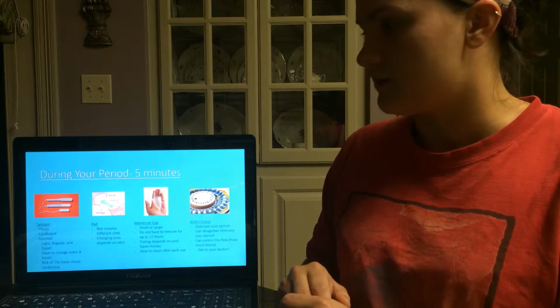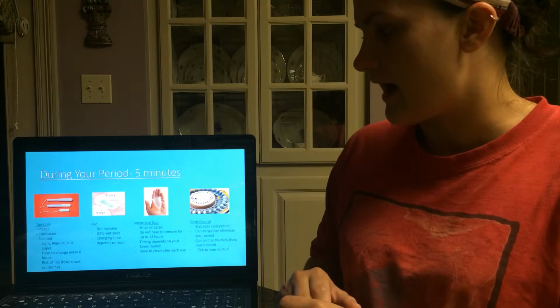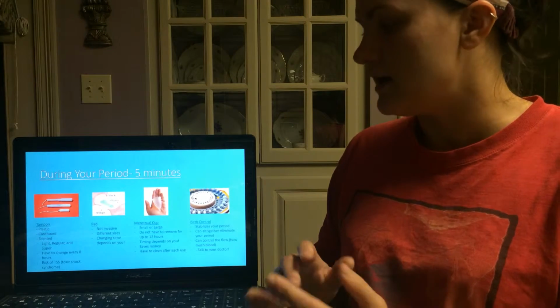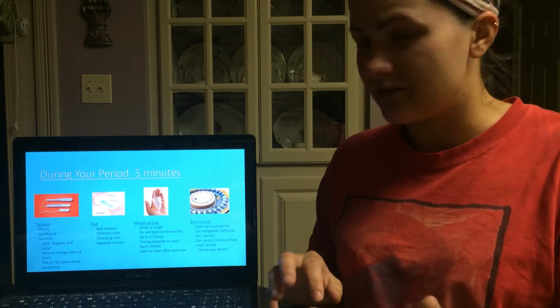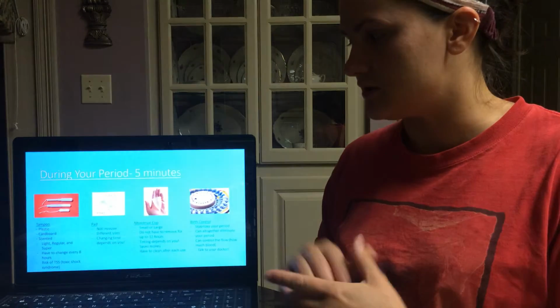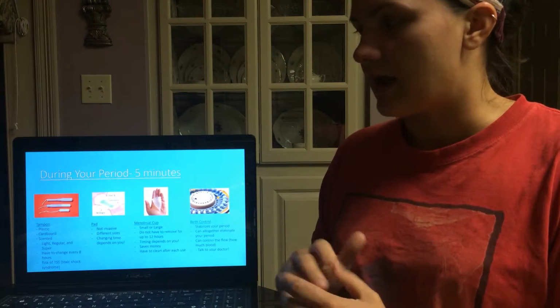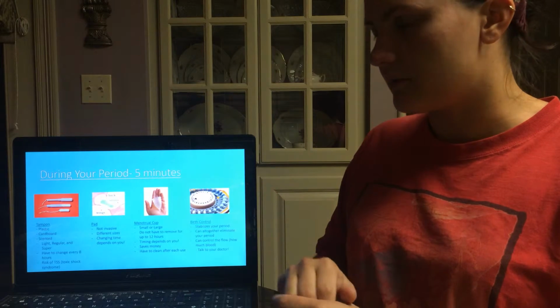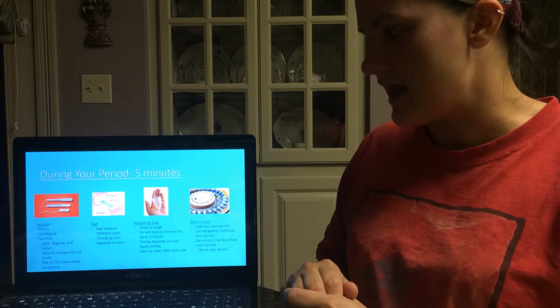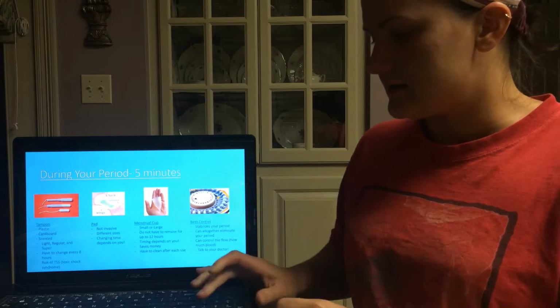So we talk about the different methods, which include tampons, pads, a menstrual cup, and birth control. Now there are different things such as sponges and diaphragm-like things, which is kind of like a menstrual cup but a little different, but I thought these 4 were appropriate for the age group. So I talk about the pros and cons for each one.